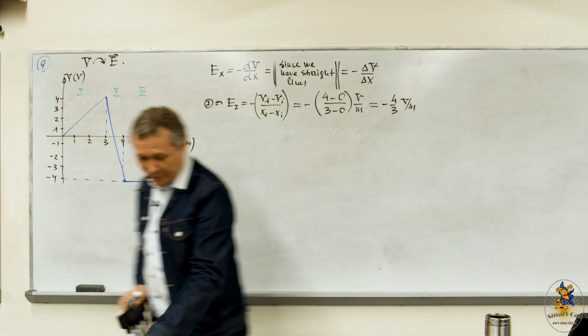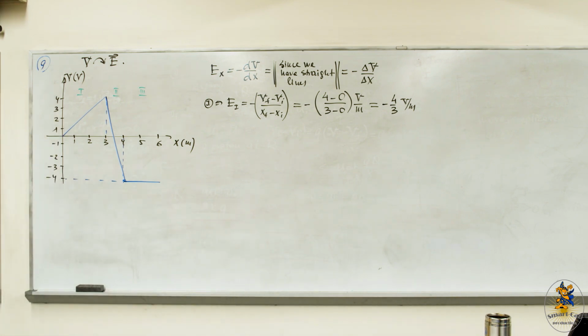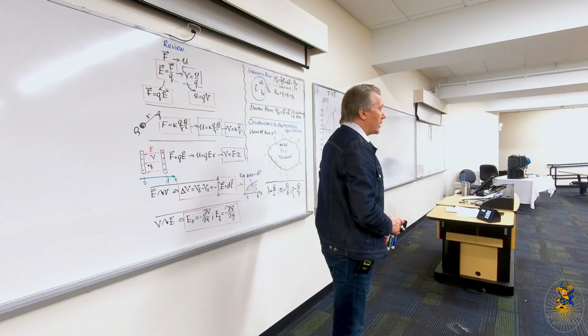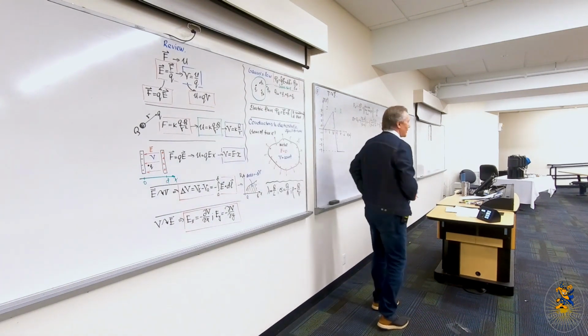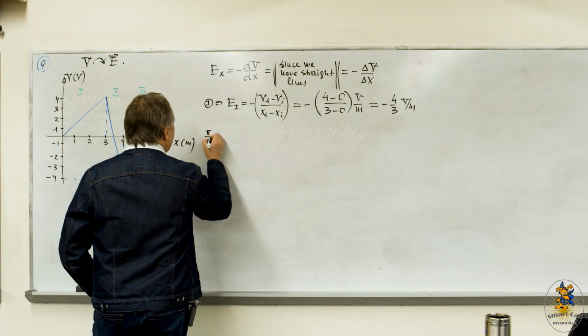Am I right? So essentially, it's a negative slope. You calculated the slope, it's 4/3, and minus in front. Again, the major problem is that sometimes students forget about the minus. That's the only thing. So region number 2, exactly the same thing.